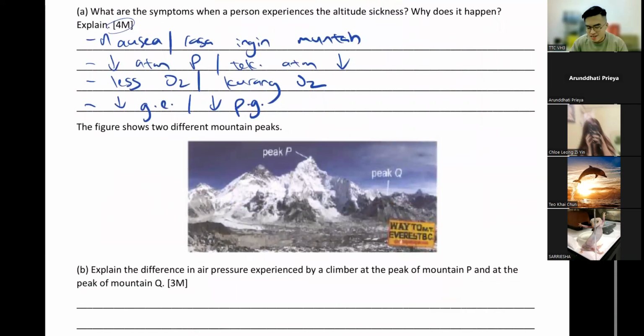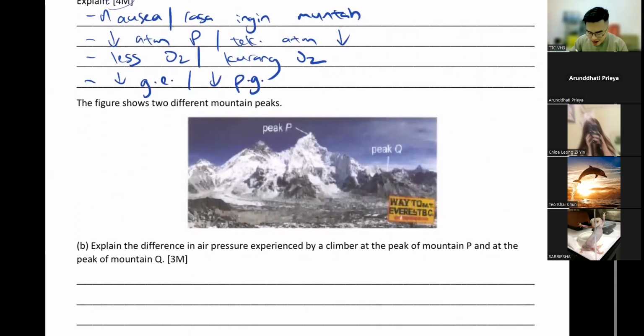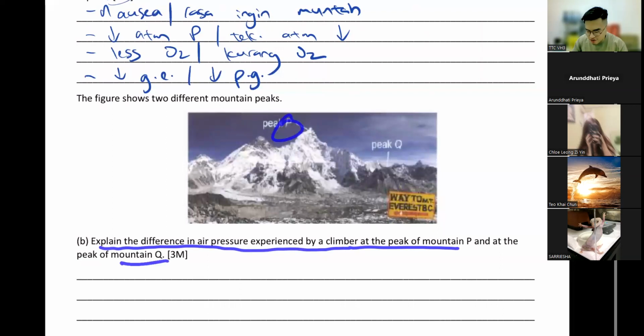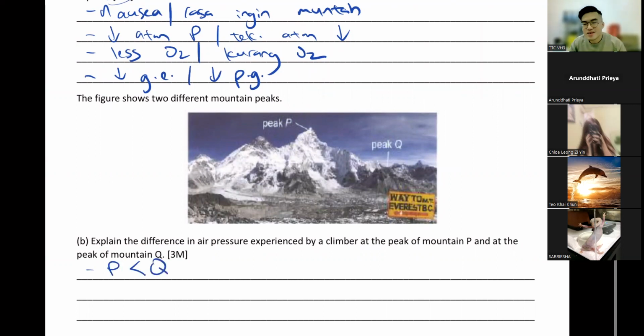Anyway, explain the difference in air pressure experienced by a climber at the peak of P and at the peak of Q. How is the pressure different? Which side has lower pressure? Yes, P lower. Very good. So P has lower pressure than Q.